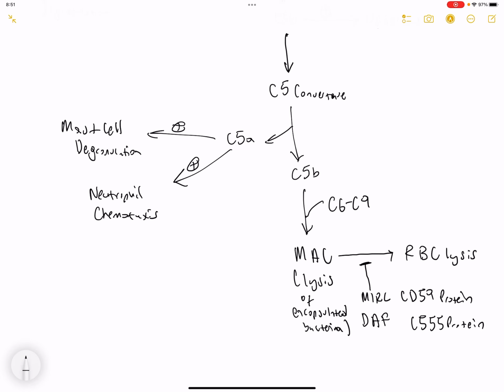And that is a quick overview of the complement system. In the next video, I'm going to be discussing pathologies associated with the complement system. And this tends to be more high yield on USMLE Step 1.